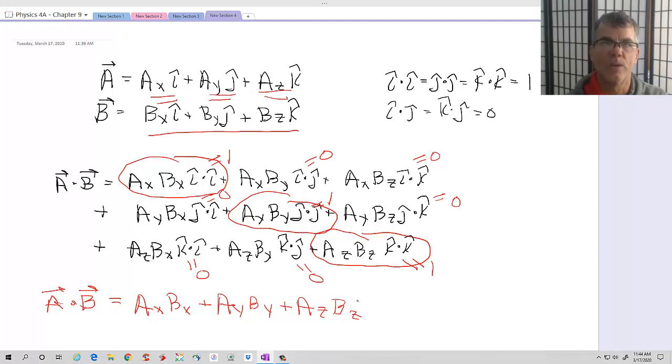And again, the reason we care is because work is defined as the dot product of the force dotted with the displacement. So I'm going to stop this. We'll do one quick little example problem, and that'll be it for scalar product. And then on Thursday, we're going to jump into Chapter 9, Work and Kinetic Energy.